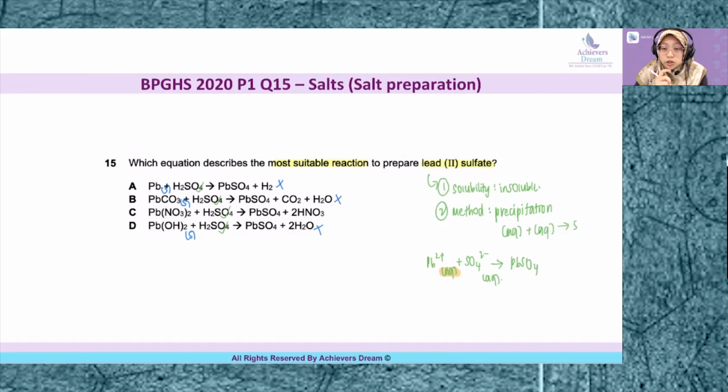What about lead(II) nitrate? All nitrates are soluble, no exceptions. Hence the state symbol of lead(II) nitrate is aqueous. So C is your answer. It is the most suitable reaction.